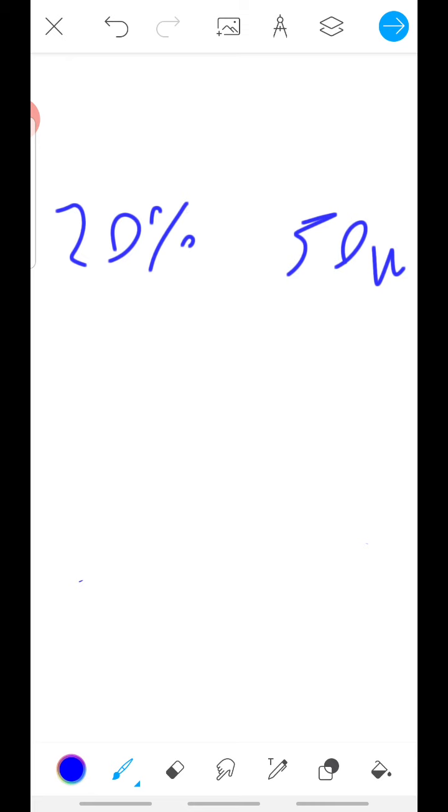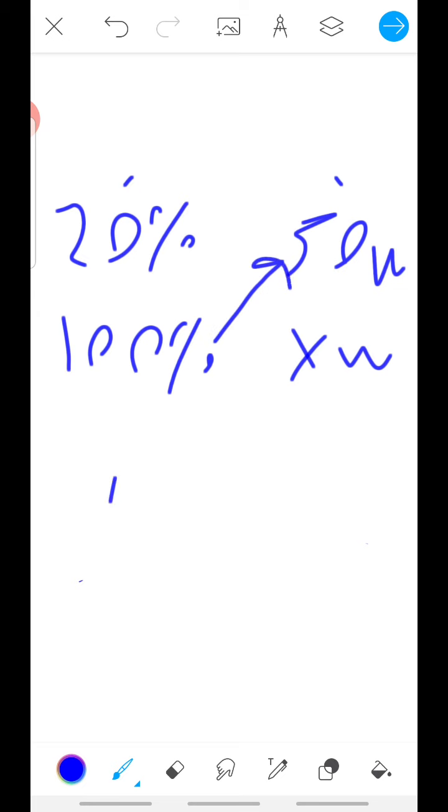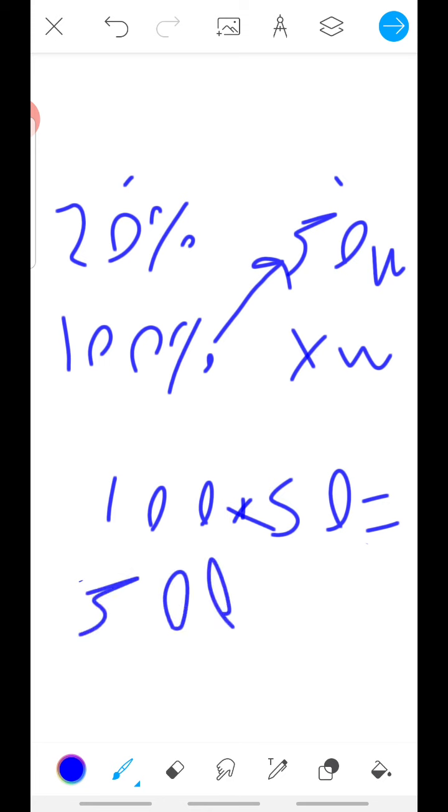For example, if it's Sunday today and 20% of the workers are gone from work, and we know that 50 workers are away from work, that means 20% is equal to 50 workers. We want to know how many workers there are in total. So we put 100% here, and X workers. W stands for workers. And this is where the cross comes in. So we do 100 times 50, which is equal to 5,000.